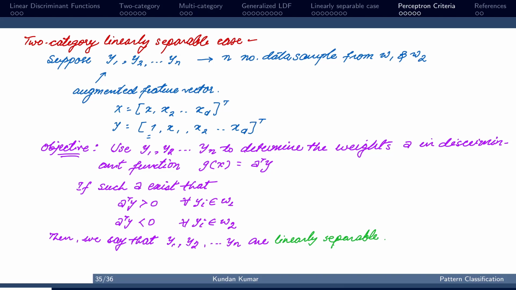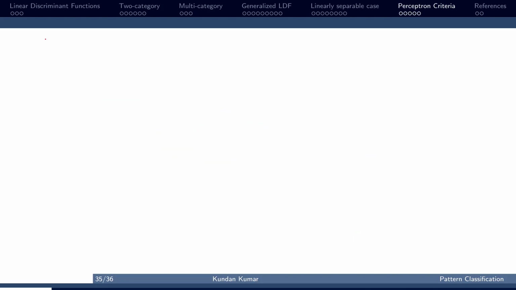Okay, and we always try to find such a vector A that all the training samples are classified correctly. Okay, so the question comes, how can we find such a weight vector A?